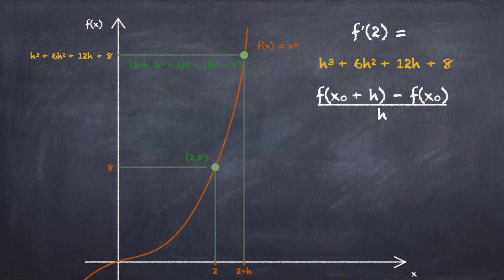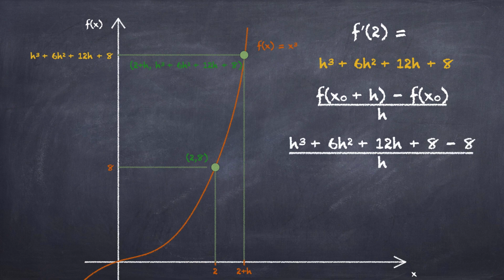Okay, let's write down our equation, the really helpful one. Let's put in the values. f of x naught plus h is going to be that really hairy equation that we just derived, and f of x naught is going to be 8 because 2 cubed is 8. So we get this. Let's cancel the 8s because we don't need those. And let's simplify. Okay. Let's simplify even more by getting rid of the h's.